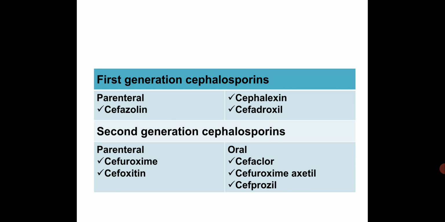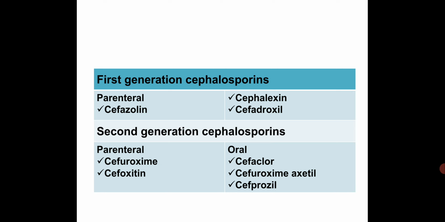Let's see the classification of the cephalosporins. There are first, second, third, fourth and fifth generations of the cephalosporin, as per their invention. So let's see the first generation cephalosporins. How to remember this classification?